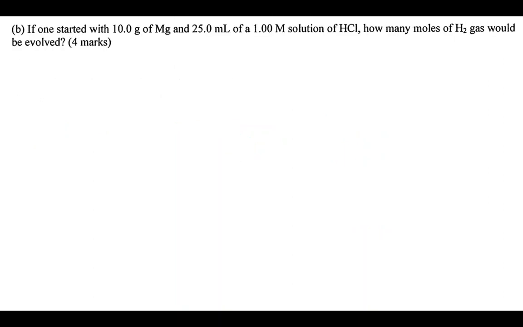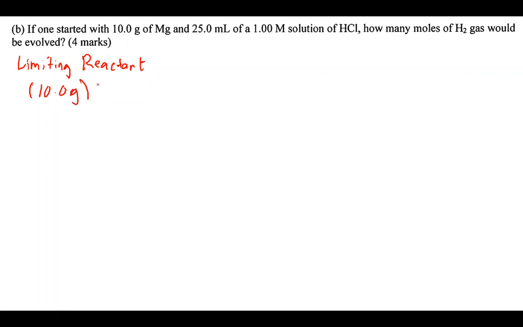The next question is, if one started with 10 grams of magnesium and 25 mL of a 1 M solution of HCl, how many moles of H2 gas would be evolved? This is essentially a limiting reactant question, so we need to figure out which of these is going to limit how much product we can produce. The first one we have is 10.0 grams of magnesium.